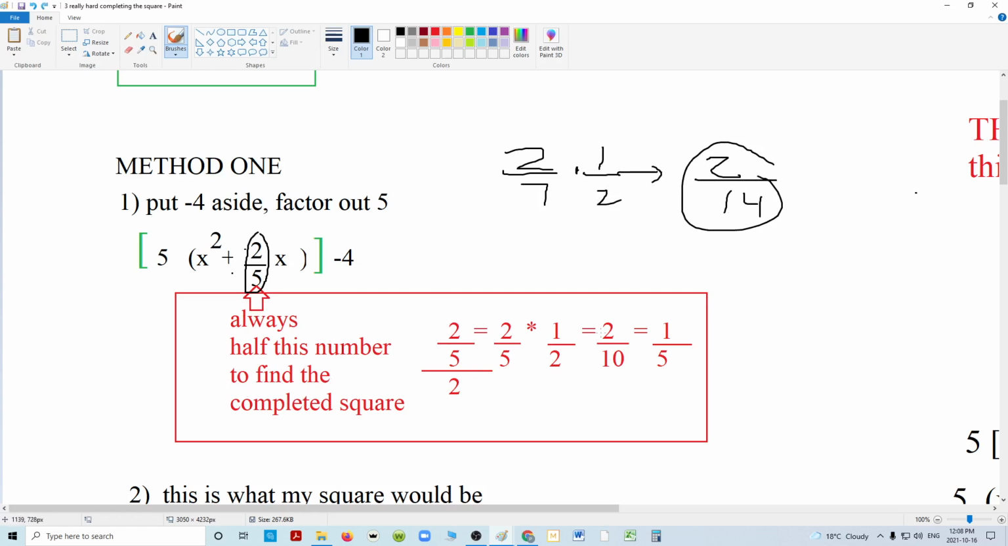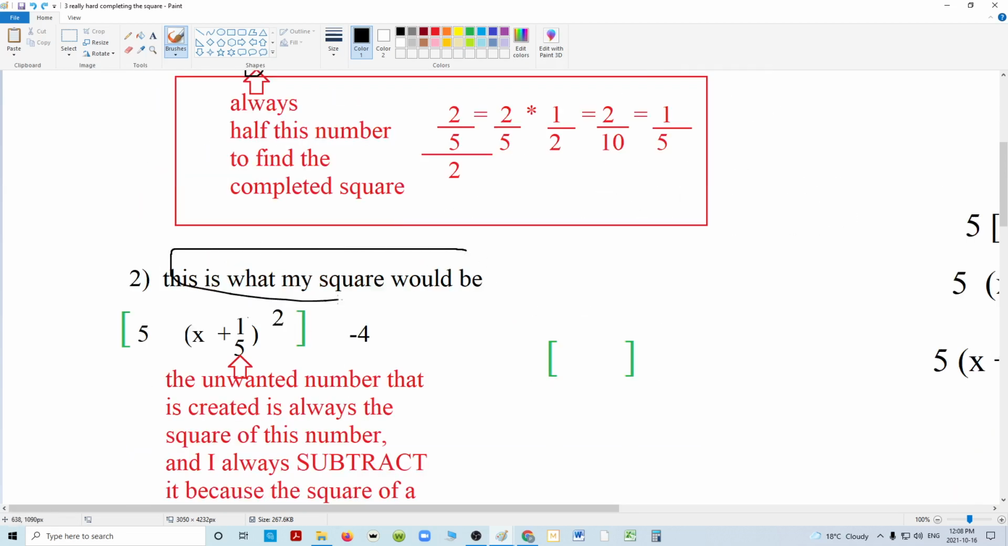Now I showed you the complicated fraction technique, but now we know a shortcut. This is what my square would look like. 5 times (x plus 1/5) squared, but I'm also going to create an unwanted number. The unwanted number that is created is always the square of this part of it. So 1/5 times 1/5 would create an unwanted number of 1/25.